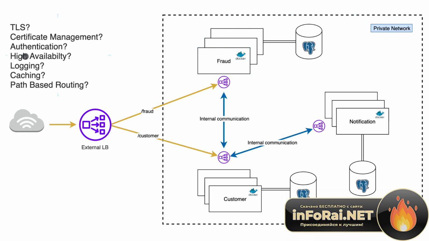How do you make your load balancer highly available? Meaning that it's always up and running no matter what. Is it cross-region if you're running your application in multi-region or not? Logging, caching, path-based routing. So in here, you see that instead of having multiple external load balancers for each of our applications, we can just have one. And then based on the path, we can redirect the request to the appropriate internal load balancer.